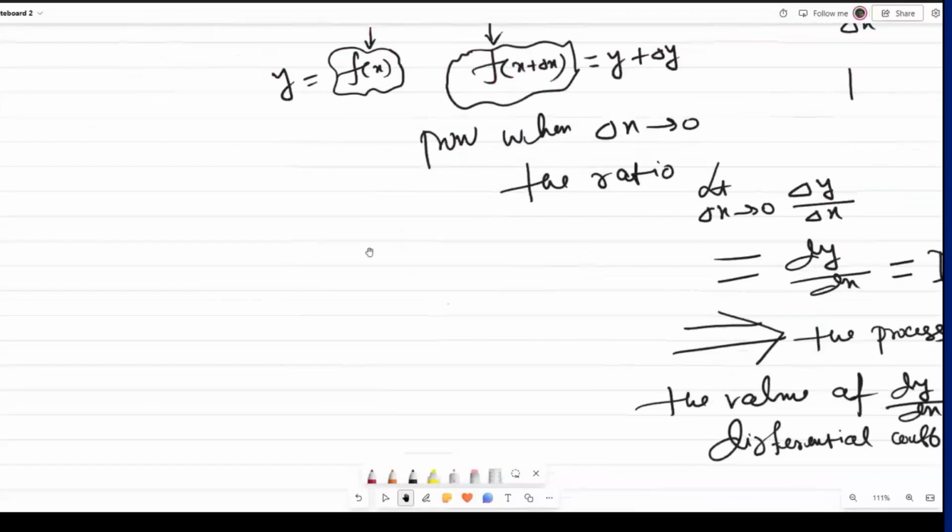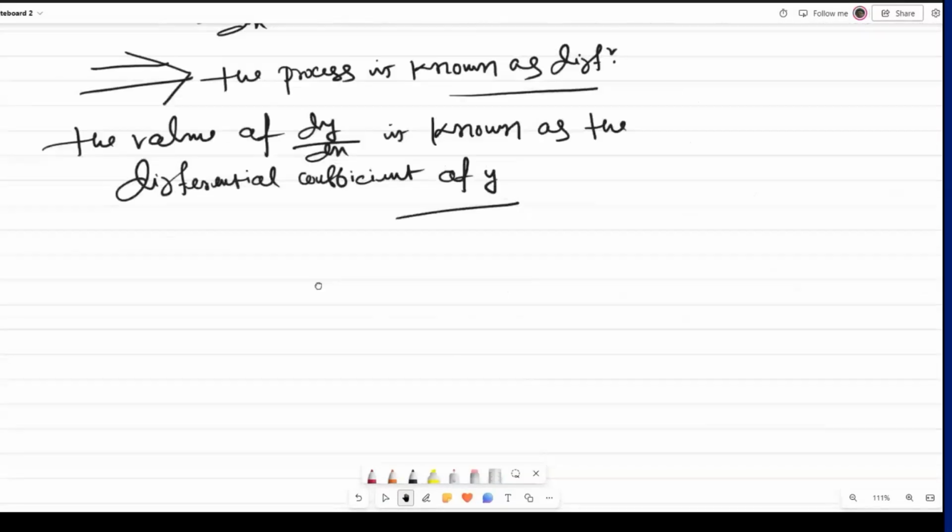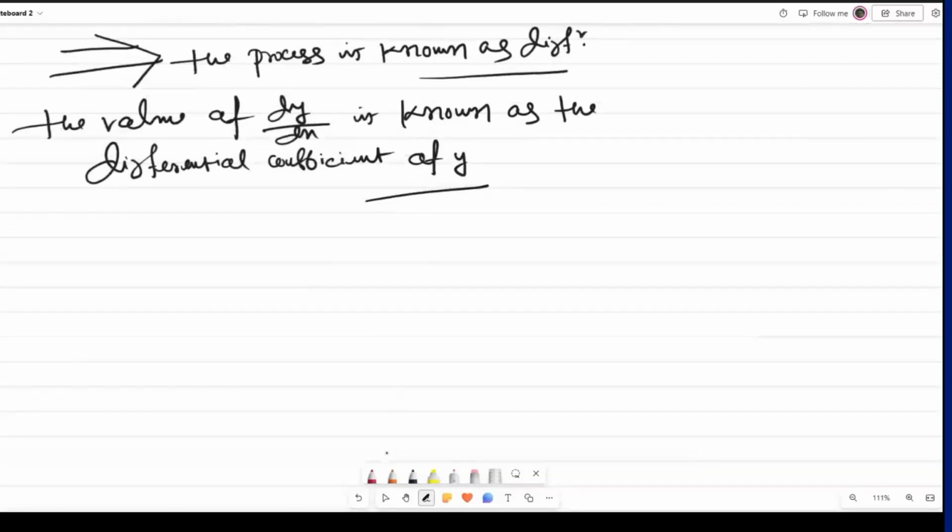Now, how to find this dy by dx for elementary functions? What are those elementary functions? Let me tell you. You must have been taught by your mathematics teacher also about elementary functions, but as a teacher of physics, I have to tell you that also.